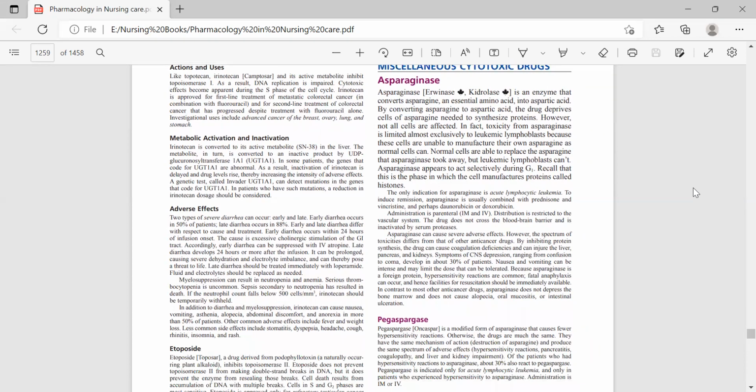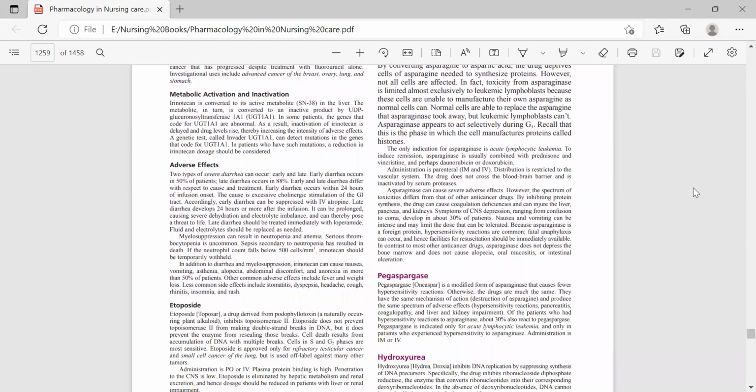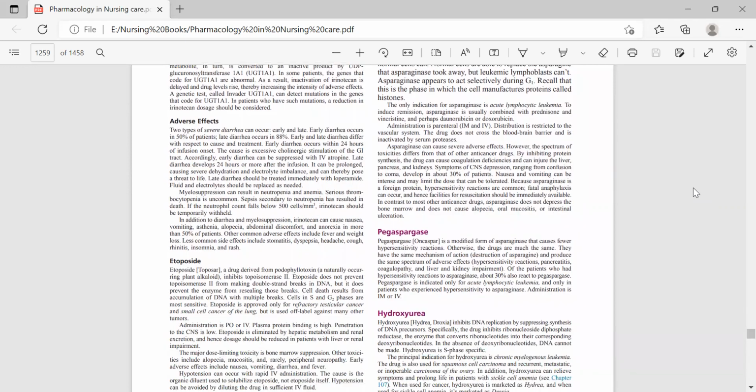Metabolic activation occurs through an active metabolite, SN38, and adverse effects include severe diarrhea. Early diarrhea occurs in 50% of patients, while late diarrhea occurs in 88% of patients. Early diarrhea can be suppressed with IV atropine within 24 hours of its onset, while late diarrhea should be treated immediately with loperamide. Fluid and electrolytes should be replaced as needed.